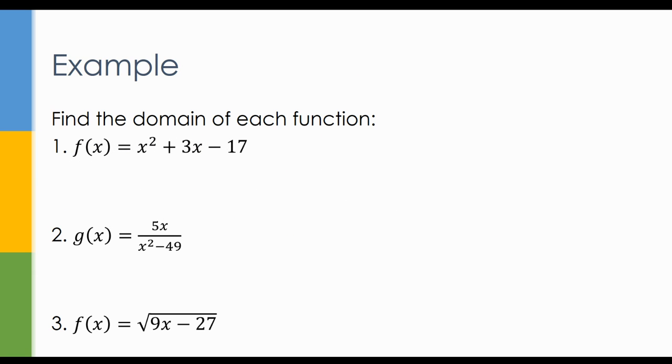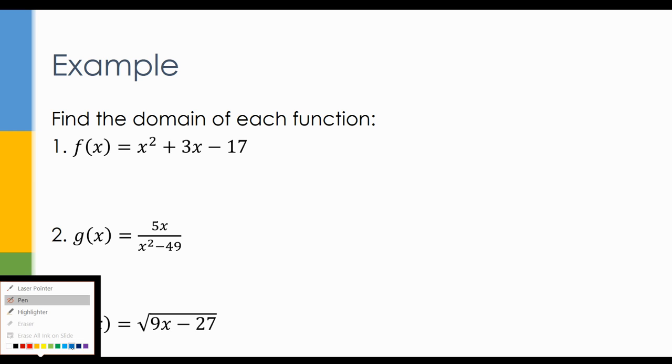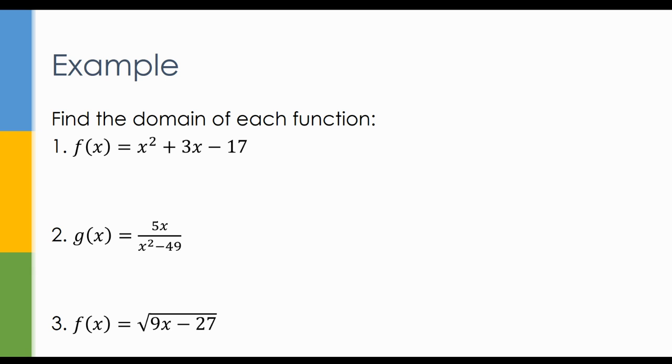All right, so let's find the domain of each of these functions. We've got f of x equals x squared plus 3x minus 17. Let's start there. It's important to understand what kind of function we are dealing with. Because this is an x squared term, we hopefully are getting very familiar with what kind of functions we have based off of the parent function. So x squared, remember, is a quadratic. It's the shape of a U.